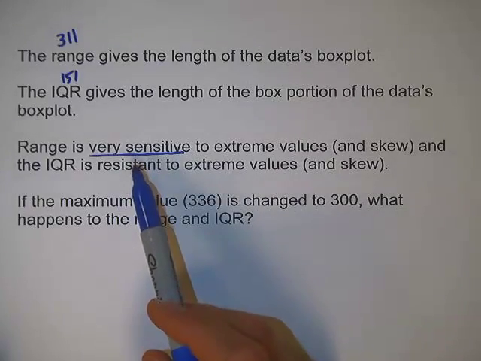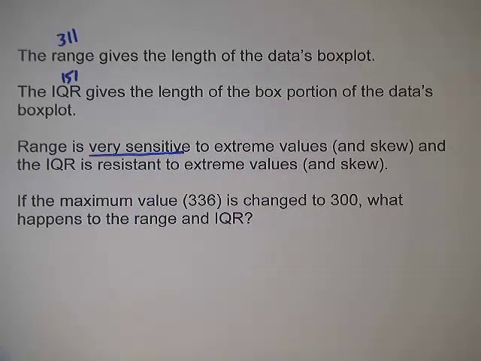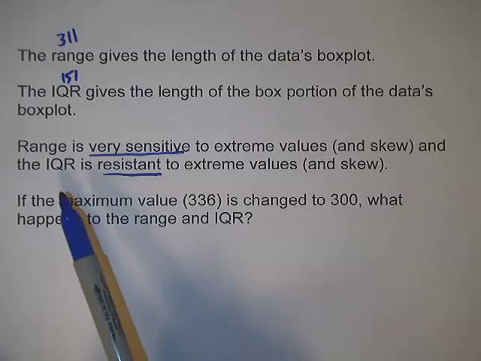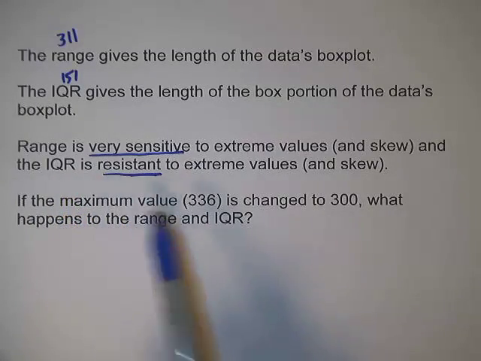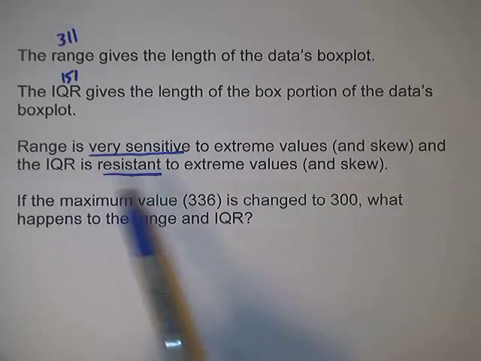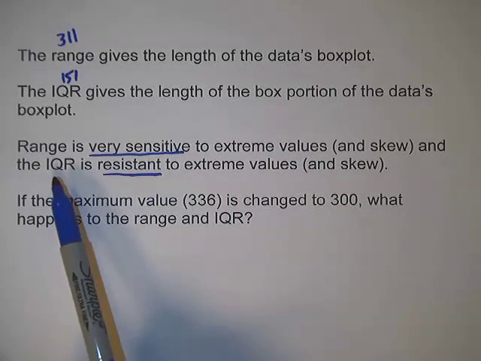Basically, if you were to change the maximum or the minimum by just a small amount, your range is going to change. Because it only includes two values and they are those extreme values, if we make an outlier larger, that's going to increase the range. If we make it smaller, it's going to decrease the range. Whereas the IQR is resistant to extreme values and skew. So if we change one of our extreme values, our maximum or our minimum, that will really have no effect on our IQR. That doesn't change Q1 or Q3. So any change to an extreme value won't really affect the IQR.